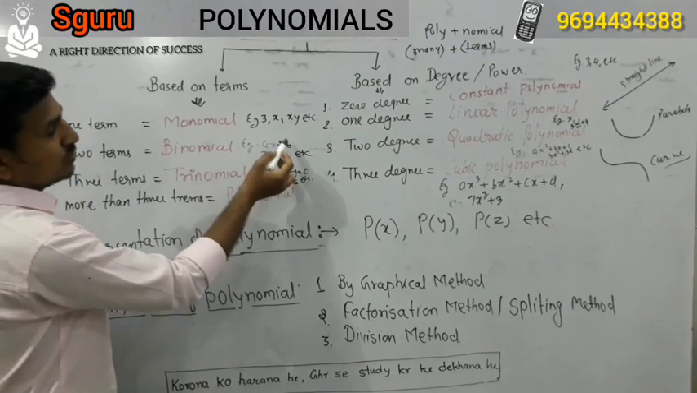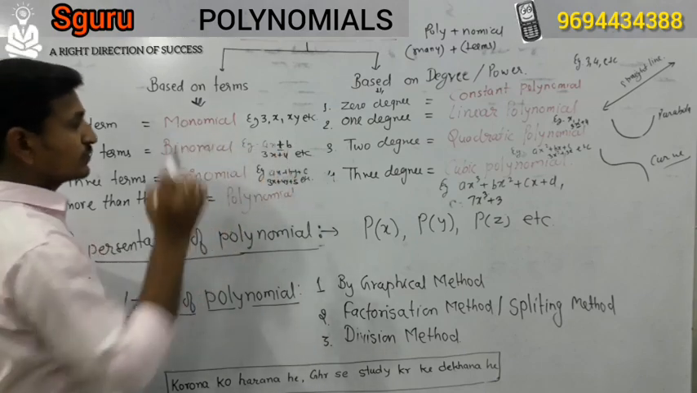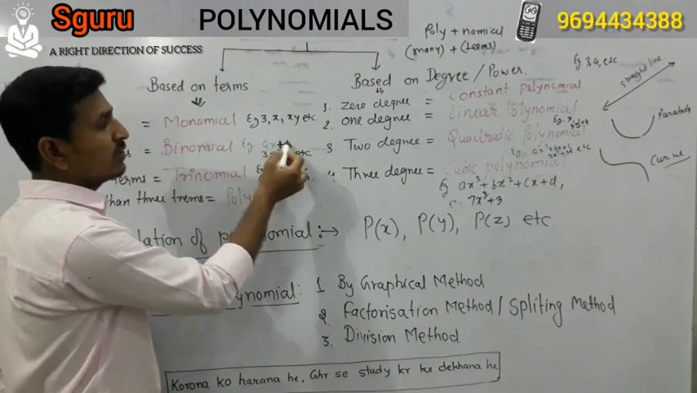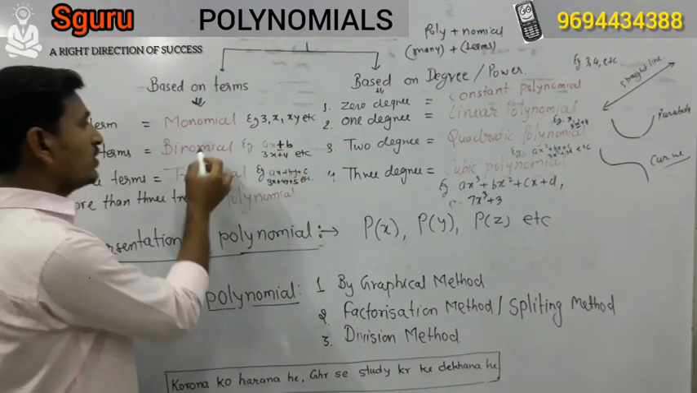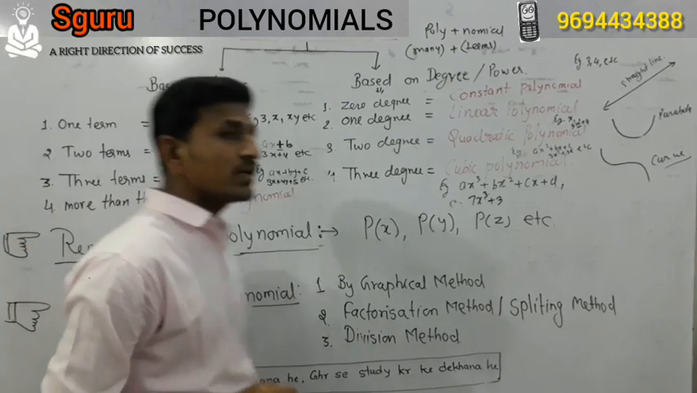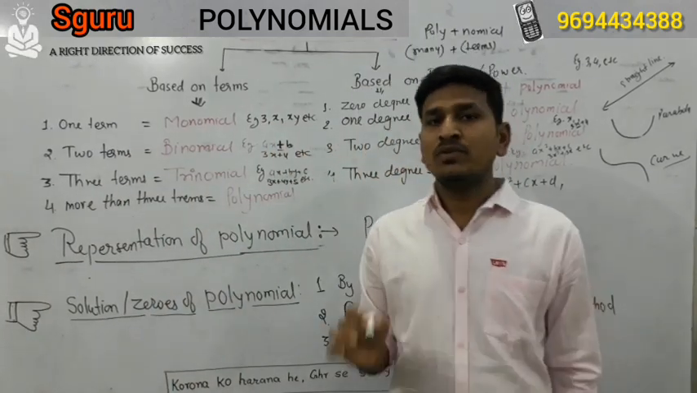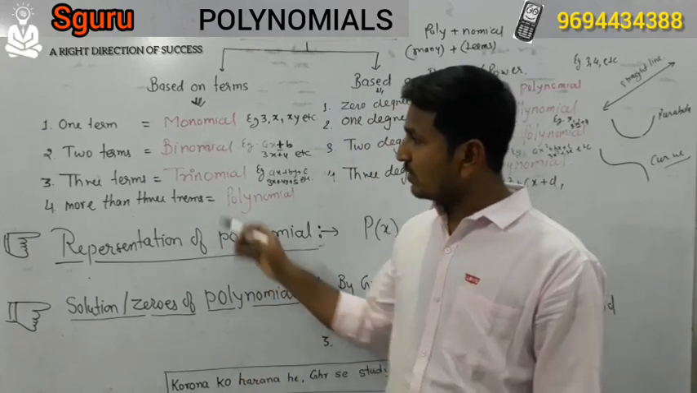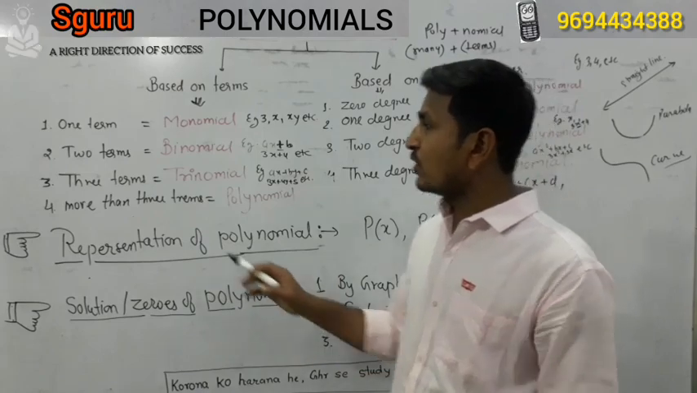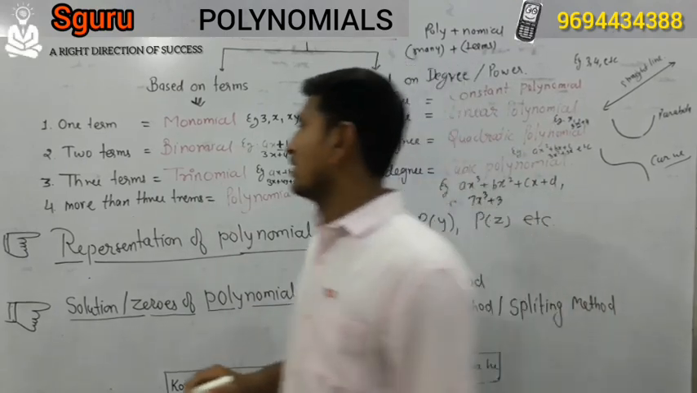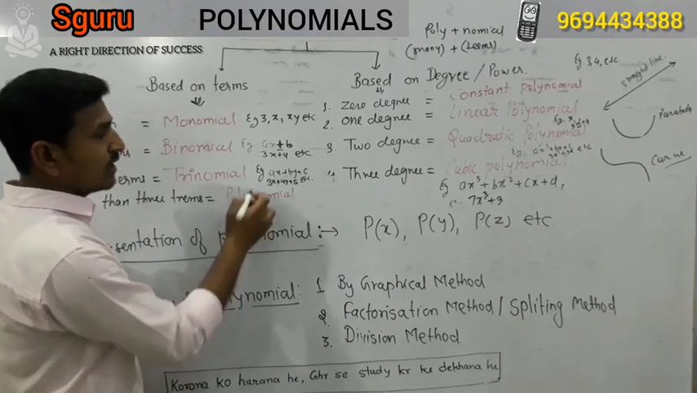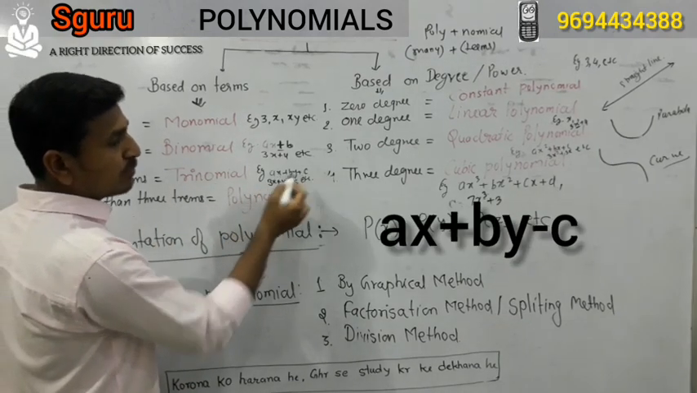Here in this example we have two terms, x and second term is b. So it is the example of binomial. Understand? Third is three terms polynomial. A polynomial which contain three terms is called trinomial. Yes, एक ऐसा polynomial जिसमें three terms होती है उसे हम trinomial कहते हैं. Example x plus by plus c.